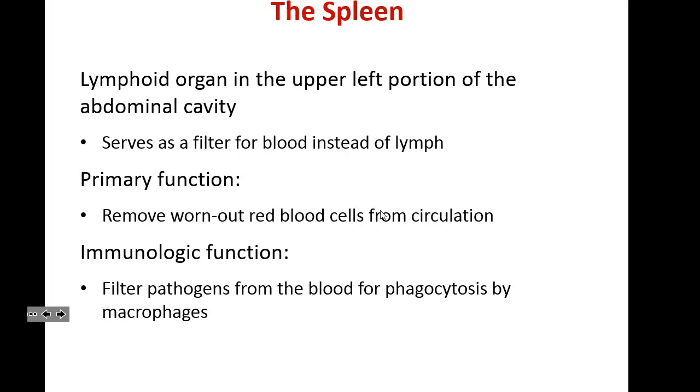The spleen is a lymphoid organ in the upper left portion of the abdominal cavity. It serves as a filter for blood instead of lymph. Its primary function is to remove worn-out red blood cells from circulation. And it has an immunologic function where it filters pathogens from the blood for phagocytosis by macrophages.